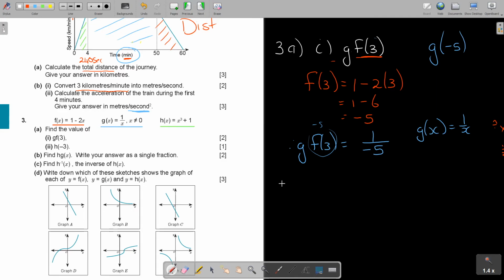And I said the second one was easy. It was like the first one I showed you. You just, in the place of x in h, and I want to make my color again, it's green. So in the place of x, I just put a negative 3. So I go to h, and I put negative 3 to the power 3 plus 1. And this will be negative 27 plus that 1, and that will be negative 26.